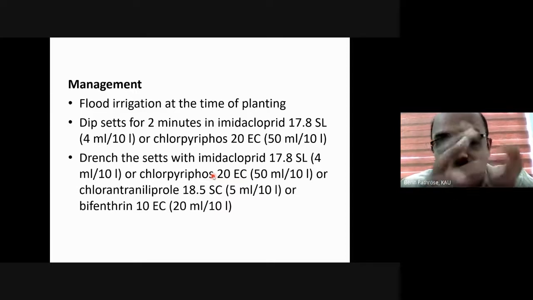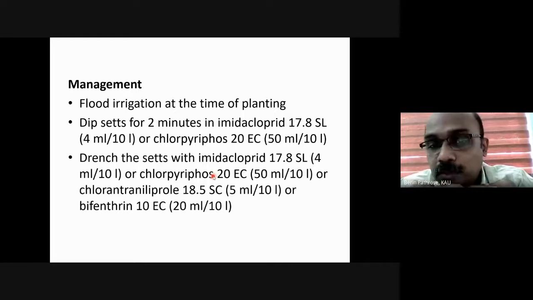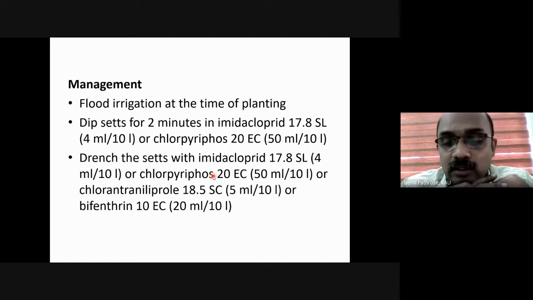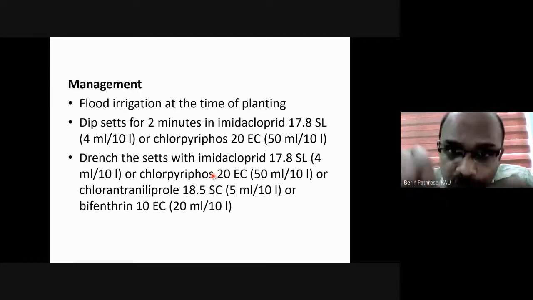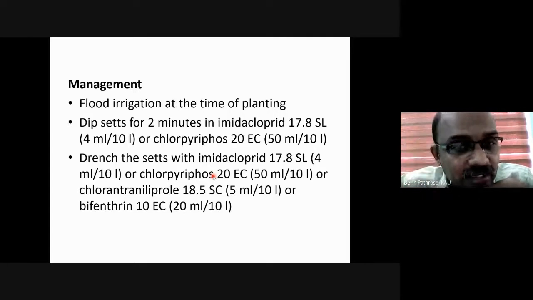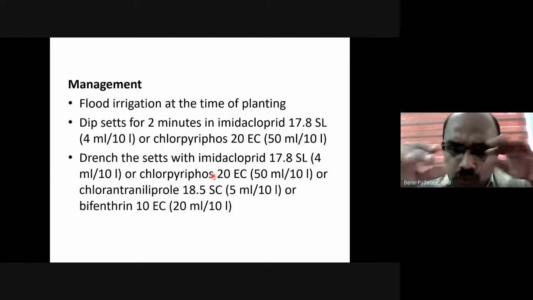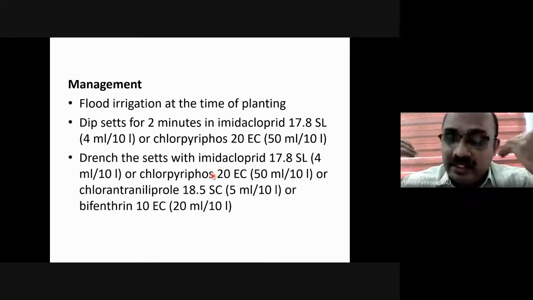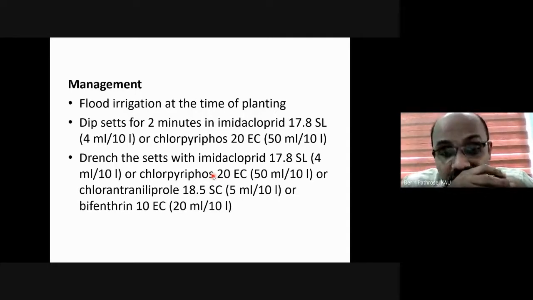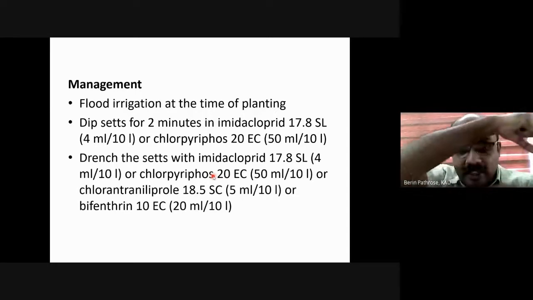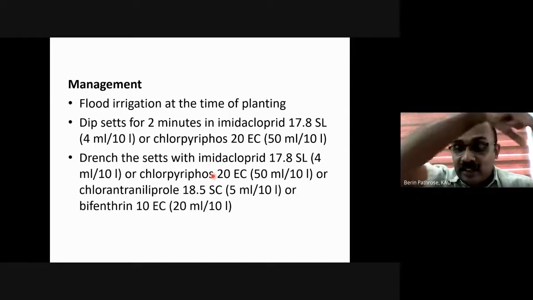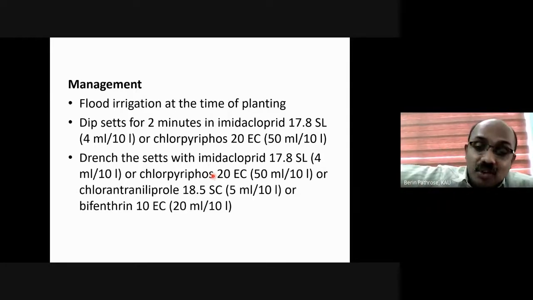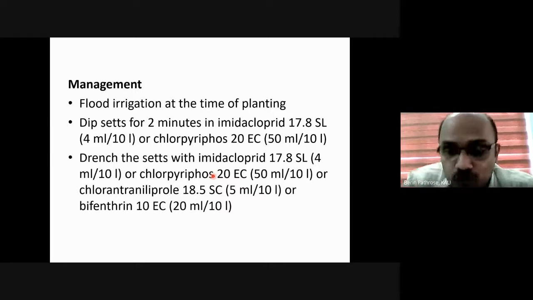Usually chlorpyrifos we recommend at 2.5 ml per liter. Here it is 5 ml per liter or 50 ml per 10 liter. This is for set treatment. That means before planting, sets will be dipped in this insecticide solution. Once you have planted, if there is again termite infestation, you can drench the sets. If you have planted in a furrow, then in the furrow you can drench the sets. Over the sets, you can pour insecticide solution.